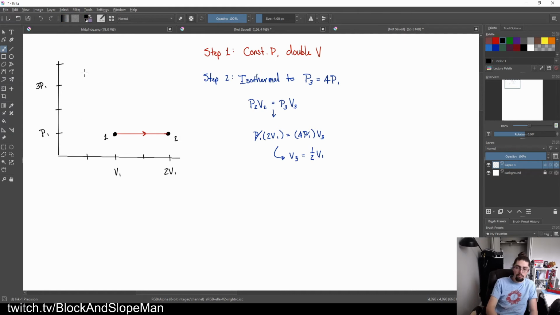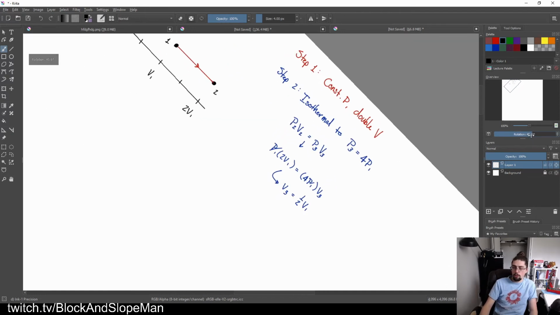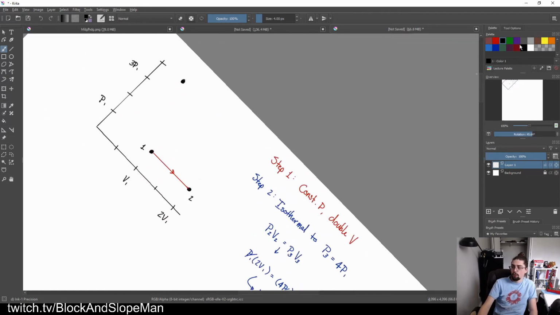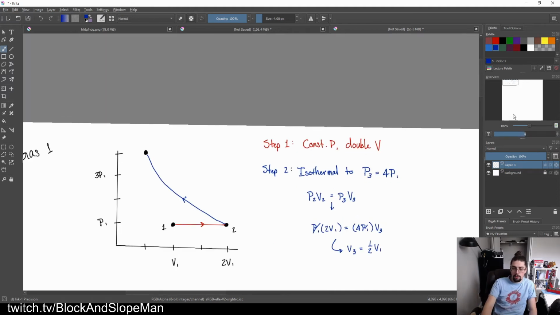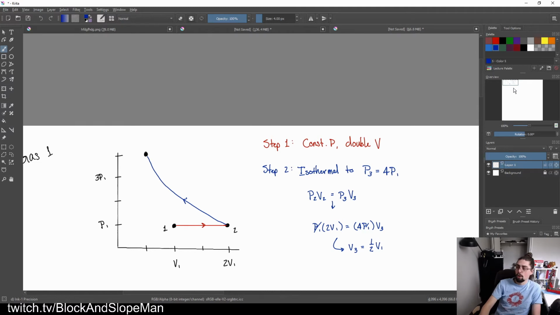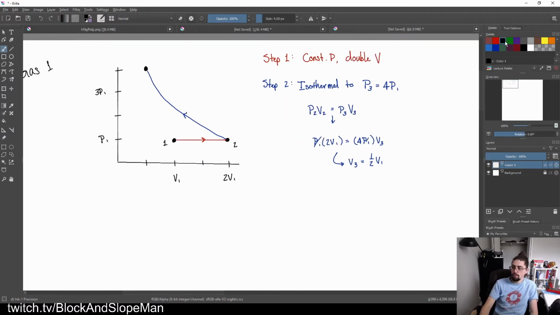So we can go up here, 1/2 V1 times 4P1. Let's rotate this thing a little bit so that I can actually draw it. Because remember, I know that this should not be a diagonal line, it should be a curve. And maybe it looks terrible, but you know what? That's okay. We're not super worried about it. So that's point 3.